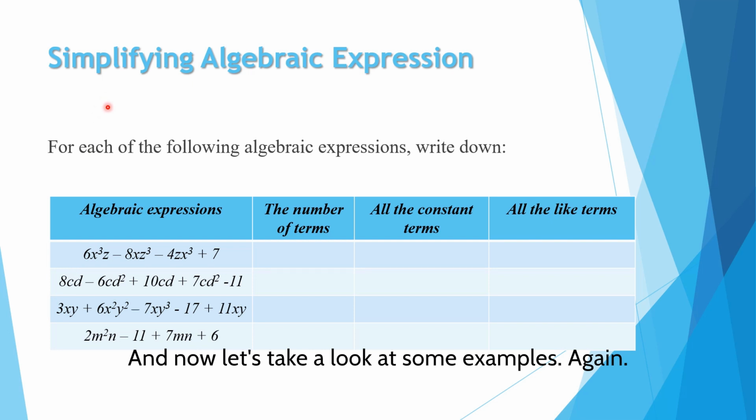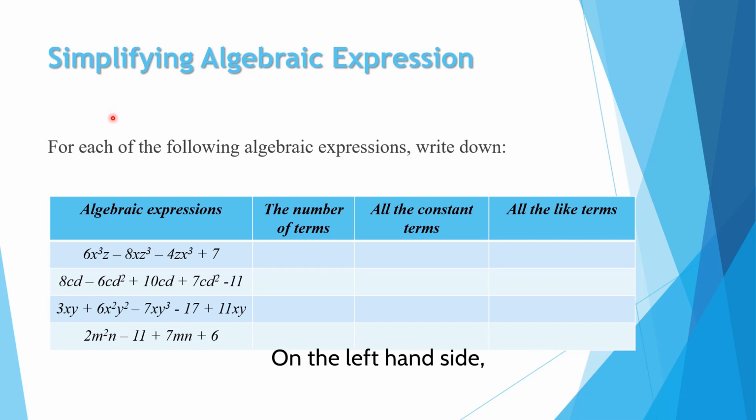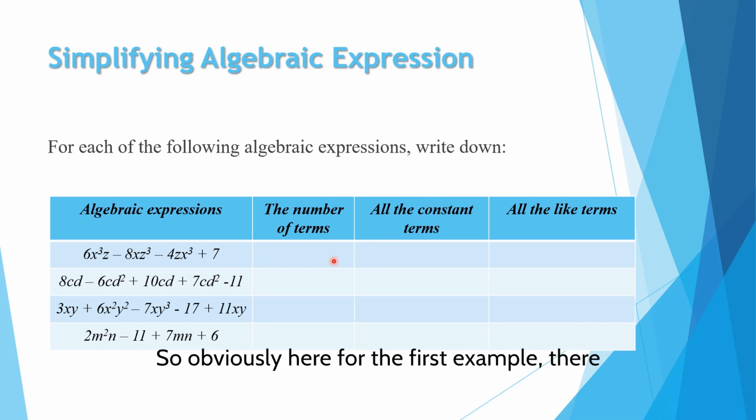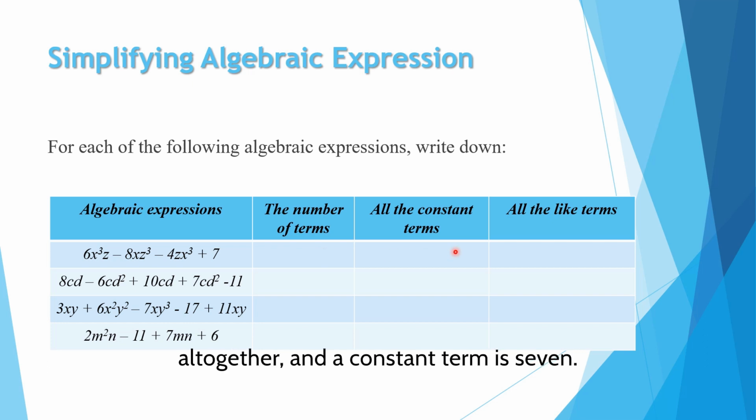And now let's take a look at some examples again. On the left-hand side, there are some algebraic expressions, and we need to find out the number of terms, the constant terms, and the like terms. So obviously here, for the first example, there should be 4 terms altogether. And the constant term is 7.